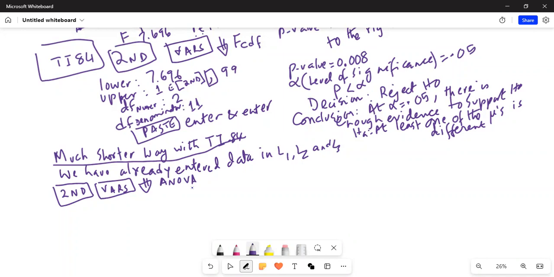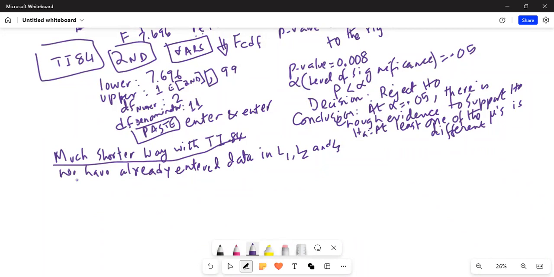No, I'm sorry. I have to erase that. So this is not the way to do it. So let's erase that. Okay. So let's go back to this. We have already entered data in L1 and L2.